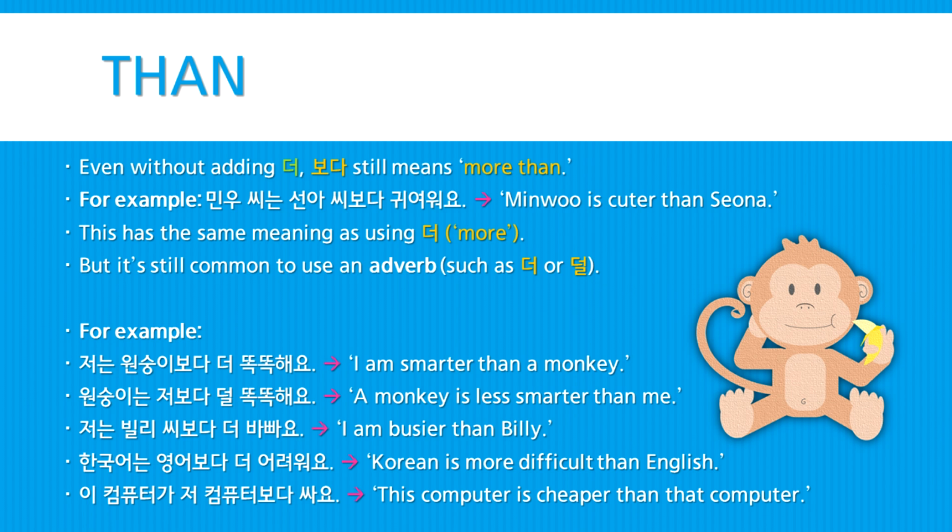Here are some more examples. 저는 원숭이보다 더 똑똑해요. I am smarter than a monkey. 원숭이는 저보다 덜 똑똑해요. A monkey is less smart than me. 저는 빌리 씨보다 더 바빠요. I am busier than Billy. 한국어는 영어보다 더 어려워요. Korean is more difficult than English. 이 컴퓨터가 저 컴퓨터보다 싸요. This computer is cheaper than that computer.